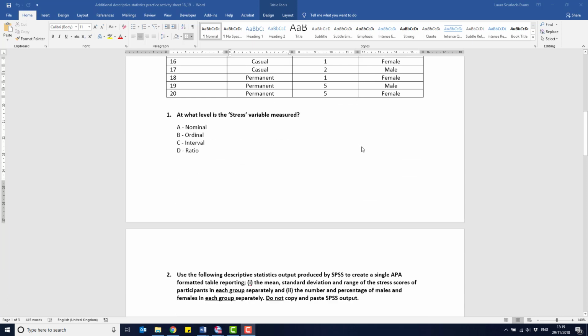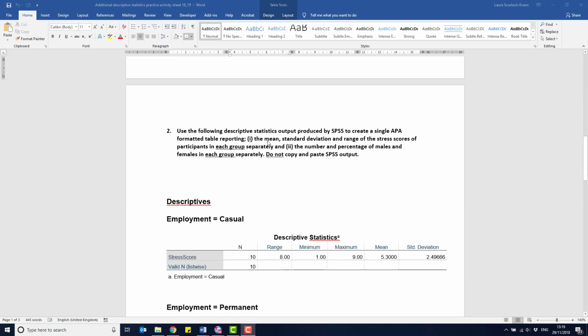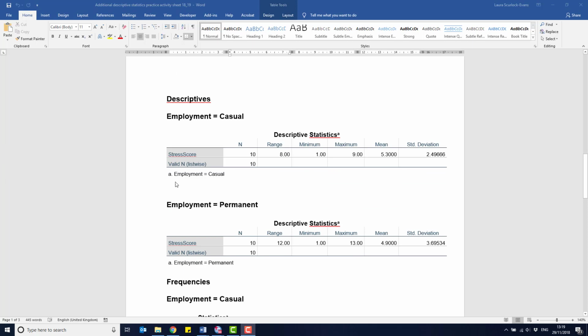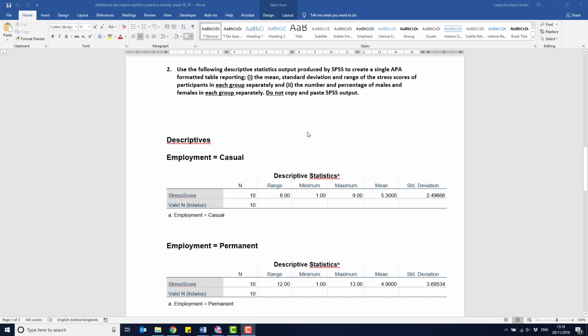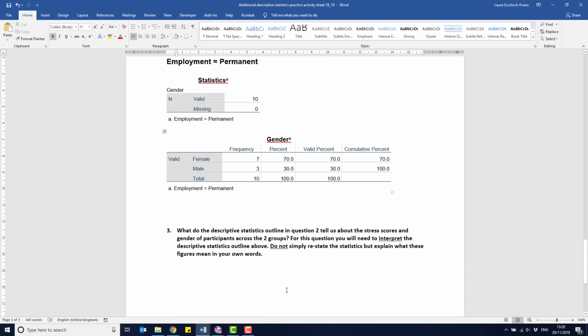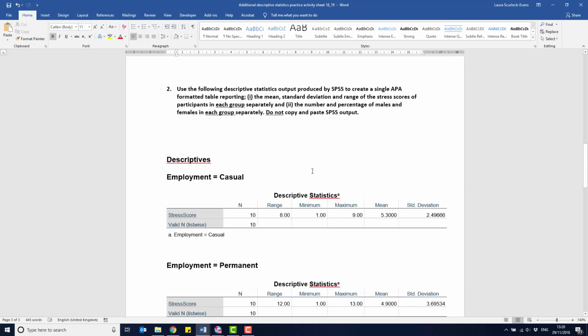Okay. So the first question is around what level stress is measured at, just to start thinking about those levels of measurement and becoming more and more familiar with different types of data. The second question was around using this output from SPSS for descriptive statistics and presenting that in a single APA style table. And then the final question is around interpreting that data. What does it mean? Okay, and we're thinking about what does this information tell us about our sample.